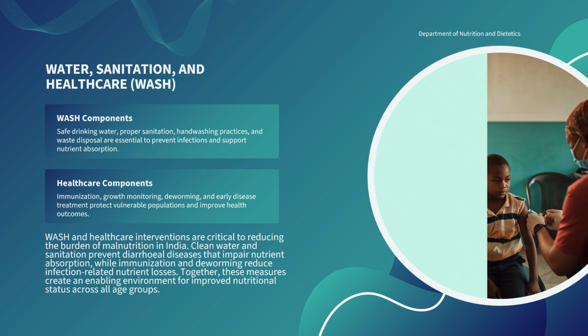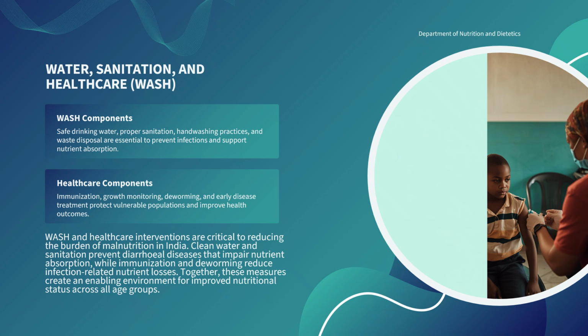Water, sanitation, and healthcare is called WASH. WASH components are safe drinking water, proper sanitation, washing practices, and waste disposal, which are essential to prevent infections and support nutrient absorption. The healthcare components are immunization, growth monitoring, deworming, and early disease treatment to protect vulnerable populations and improve health outcomes.